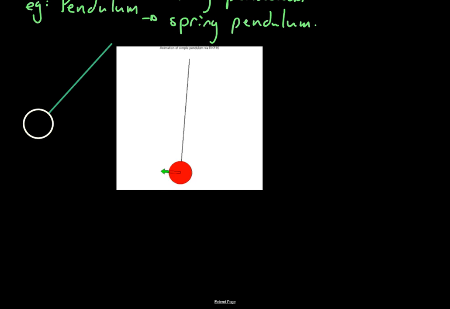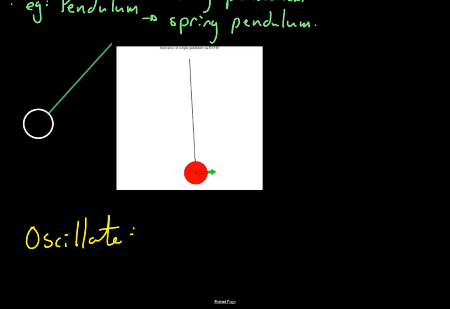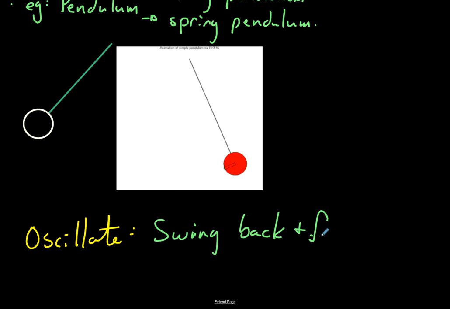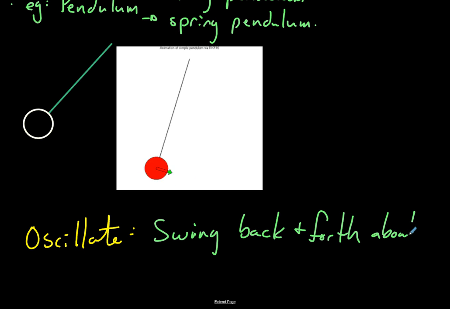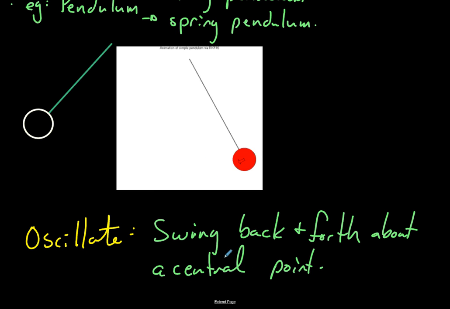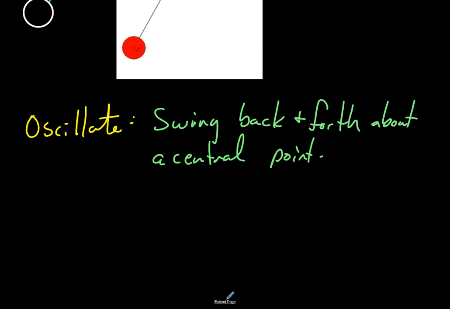I don't know why. So the question is then, this is oscillating back and forth. So the first question is, what does the word oscillate mean? Anybody know? All right, so it just essentially means to swing back and forth about a central point. And that's sort of a lay definition of it, because we would also consider something like a spring pendulum as oscillating.